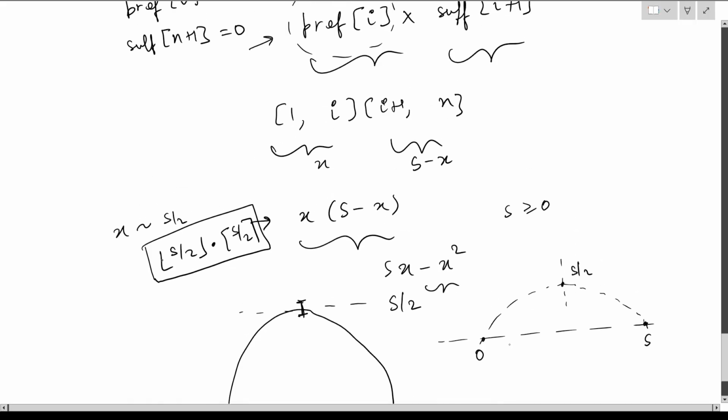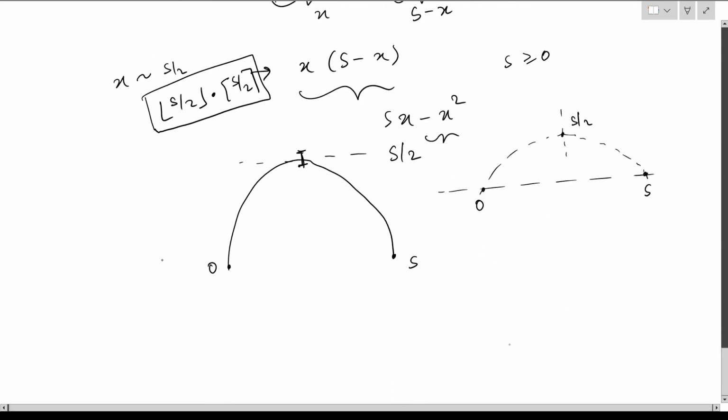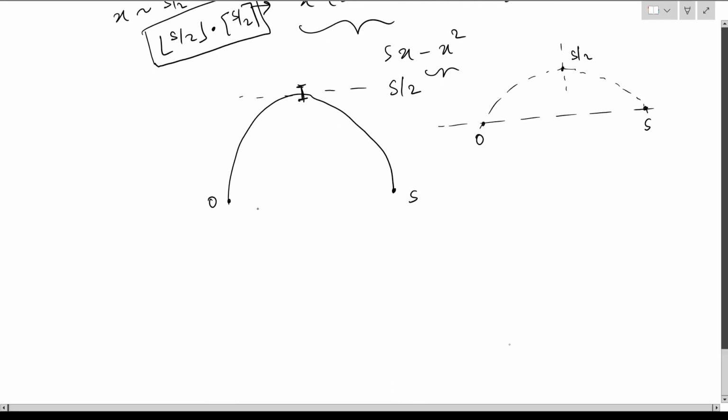Okay, so now we know that if x were allowed to be floor of s by 2, then that would be the best possible answer. And now we need to rely on a very useful property of +1 -1 sequences, which is that their prefix sums change very continuously. They change by at most 1, simply because we either add +1 or subtract -1.